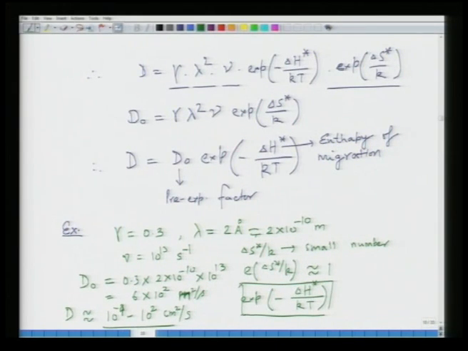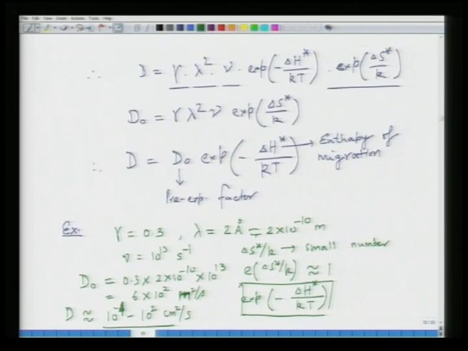If you put in the values, delta H star will of course be few electron volt per atom, and not a very large number, depending upon the system whether it can be large or small, and of course k or T. So, choose for various systems. Okay. So, these numbers give you an idea of the order of diffusivity values for most systems.